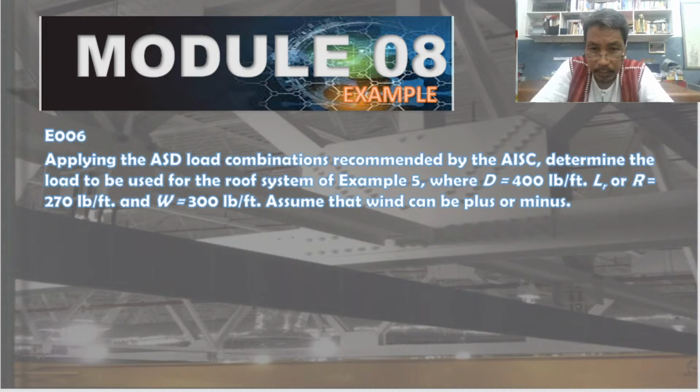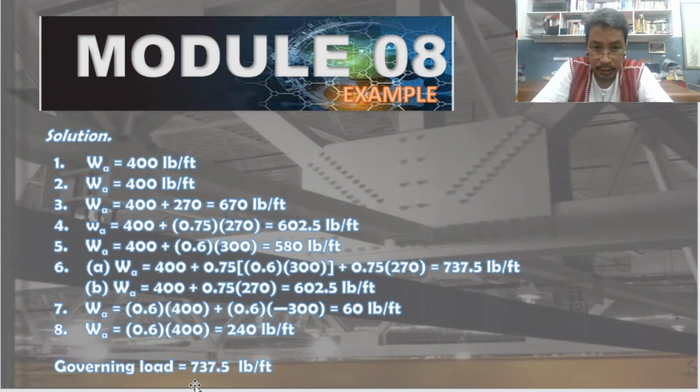Assume that wind can be plus or minus. I always do that assumption to be cautious about it. So let us solve. Equation number 1, it is only dead load, so 400. Equation number 2, dead load plus live load. There's no live load, so 400. Okay. So what else? So let me see the equation.